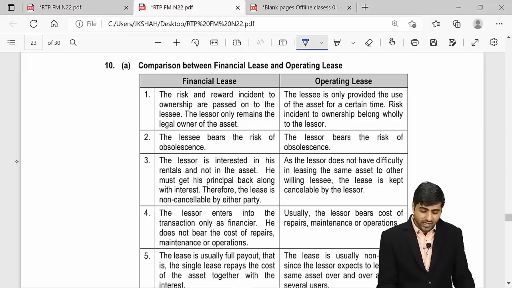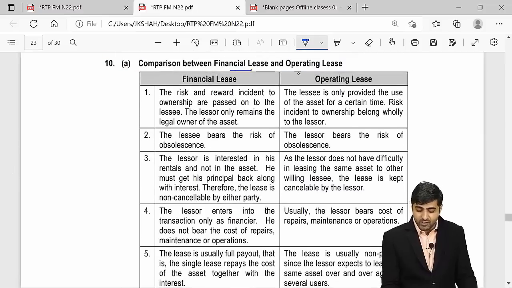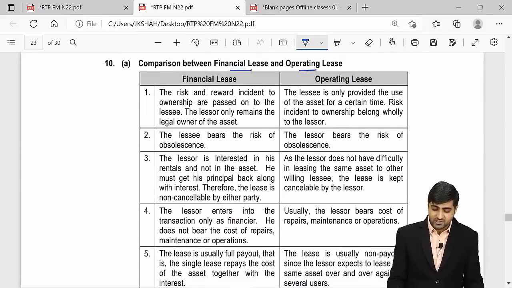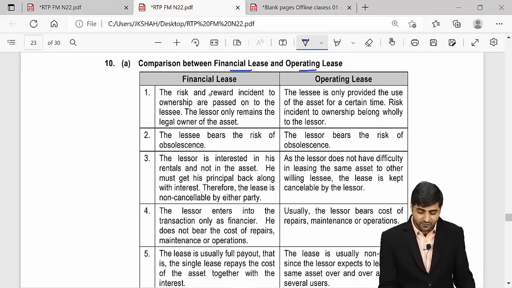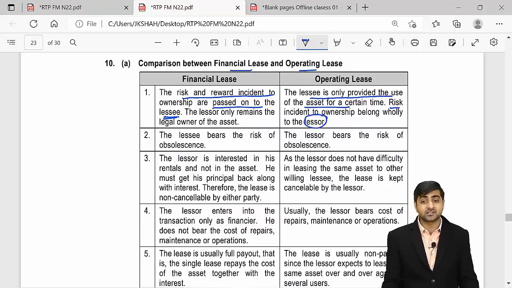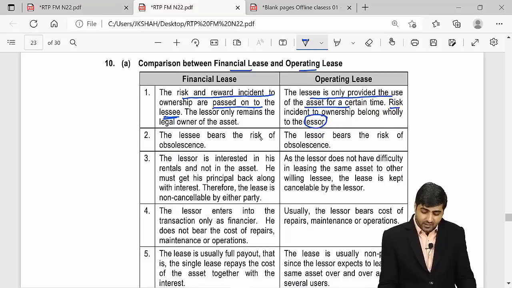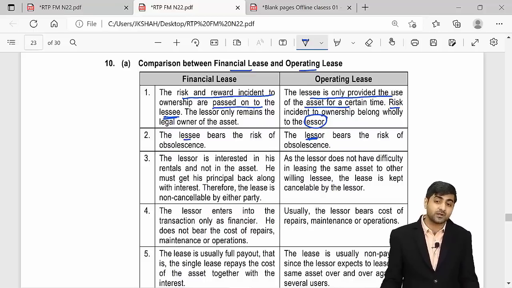So if you just look at your solution between financial lease and operating lease, you have also understood this in accounts. Your first case, financial lease: the risk and reward is passed to the lessee, and here the lessee is only provided the use of the asset and the risk is belonging to your lessor. So this is the first point which you have to understand. The lessee will be bearing the risk for whatever is the obsolescence in the particular asset, and here the lessor has to bear the risk.